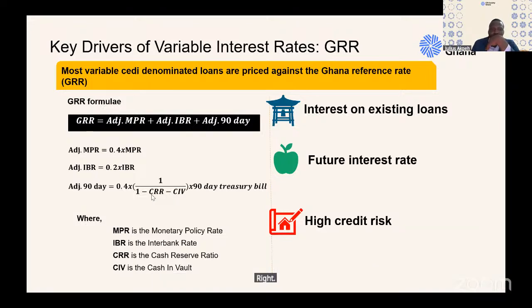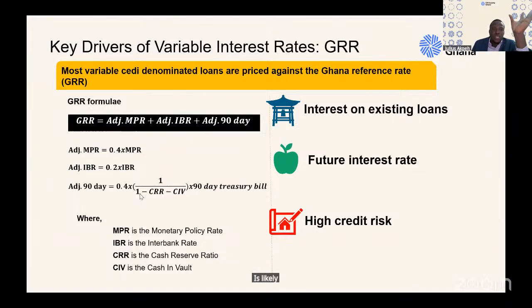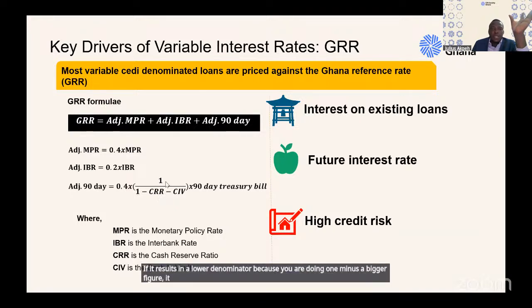Now, if you have the CRR to be, let's say, 15%, then the denominator is 1 minus 15%, compared to a CRR of, let's say, 25%, which is 1 minus 25%. You see that the 25% one is likely to result in a lower denominator, because you are doing 1 minus a bigger figure. A lower denominator is likely to result in a higher product here. 1 divided by this is likely to be higher, right?